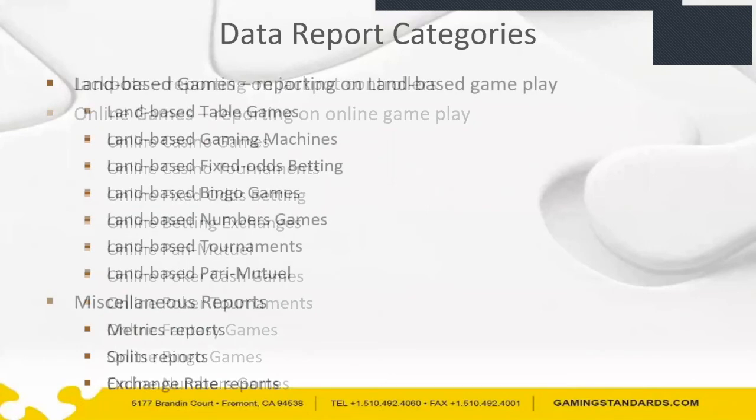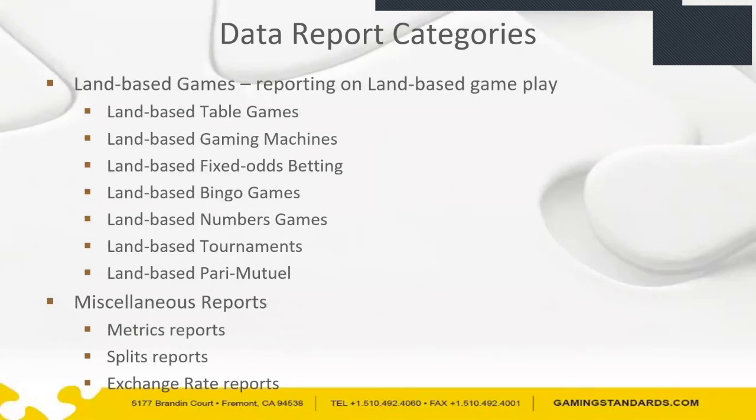The next category is land based. And for land based, we again broke it down by game category. So we've got table games, gaming machines, and gaming machines includes slot machines, VLTs, electronic table games because they're really slot machines. So any type of gaming device falls under gaming machines. Again, we've got fixed odds betting, we've got the bingo games, numbers games, we've got tournaments, and of course, pari mutual. And then we've got a number of miscellaneous reports, and this is where those metrics data elements come in, because we've got metrics reports, splits reports, and exchange rate reports.